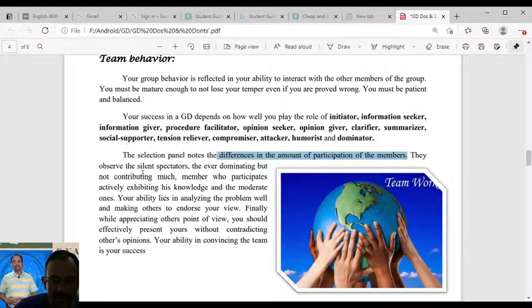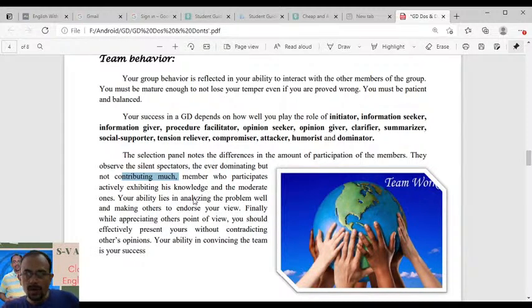They observe the silent spectators, and those who are dominating but not contributing much. Okay, they observe who is the silent spectator. Who is the silent spectator? So there is a negative mark for him. Who is dominating but not contributing? His marks will be less. A member who participates actively is also taken into consideration, exhibiting his knowledge and the moderate ones.